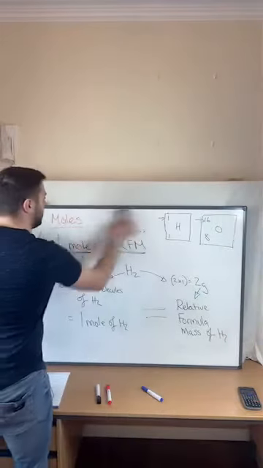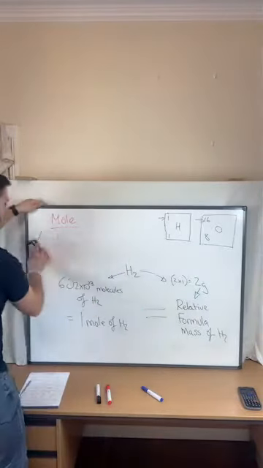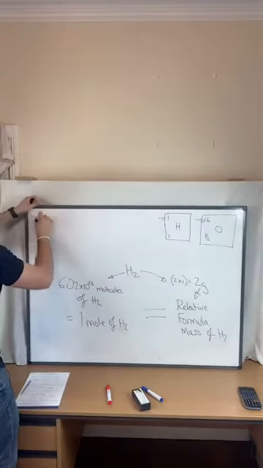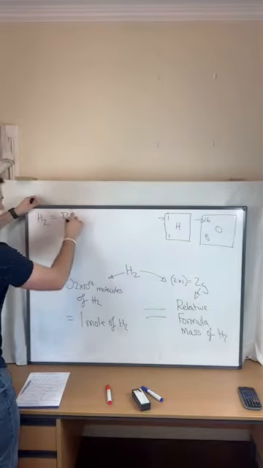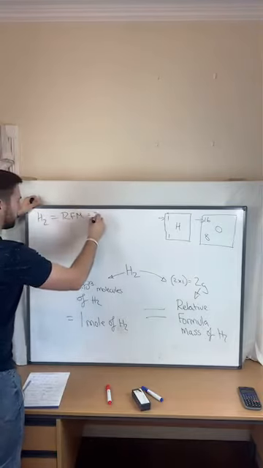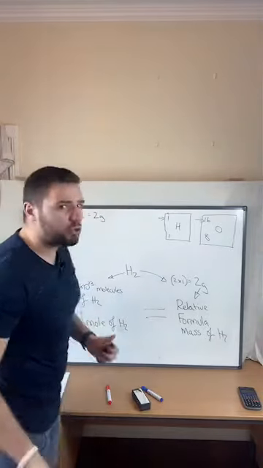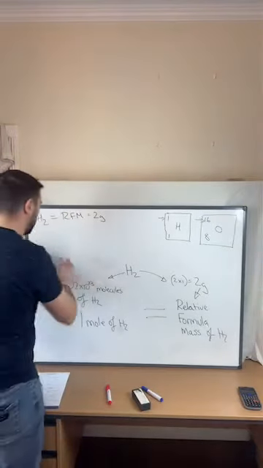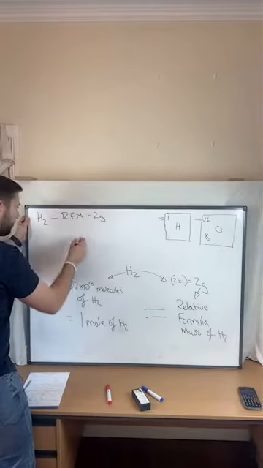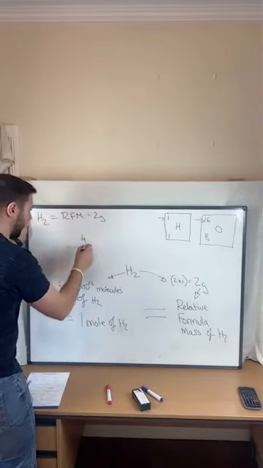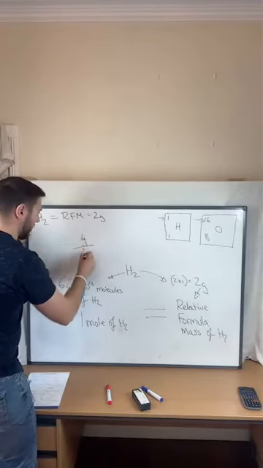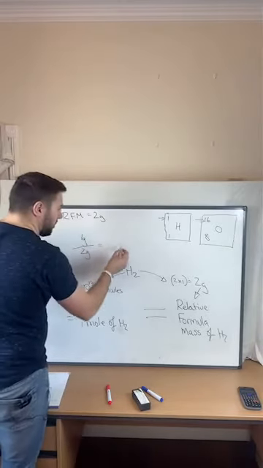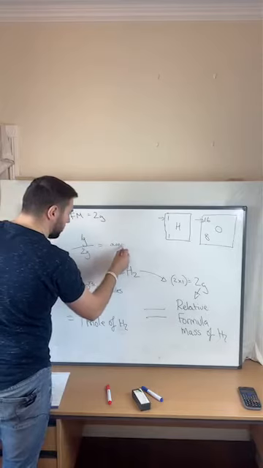So if we were to take that H2, we know the relative formula mass for H2 is equal to 2 grams. Well, let's say I don't have 2 grams of hydrogen gas. Let's say I've only got 1 gram. Well, I'm going to say 1 gram, because that's the amount we have, over 2 grams will be the amount of moles I do have.